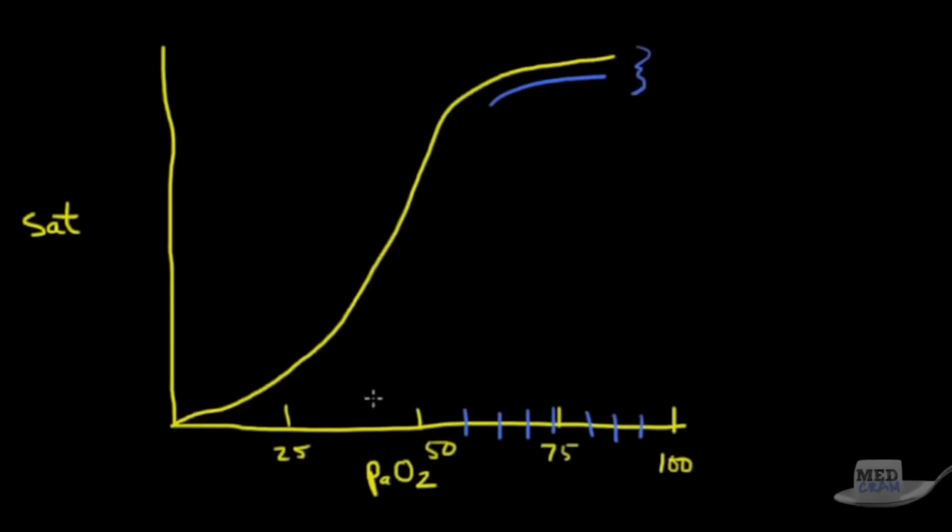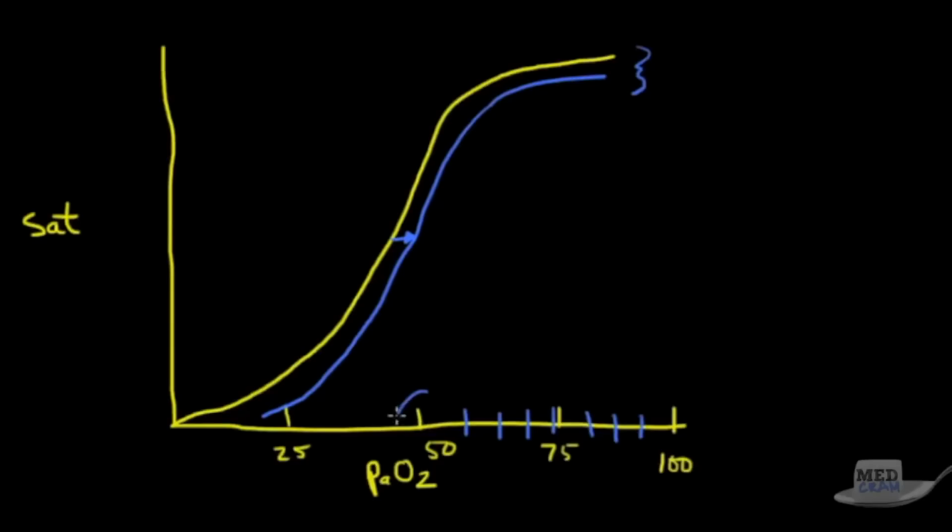The other thing I want you to notice is that if we were to shift this hemoglobin binding curve to the right, in other words, if it were to go from this point to this point, what you're seeing here is the hemoglobin molecule as a whole being more apt to release oxygen. It's more apt to release oxygen.